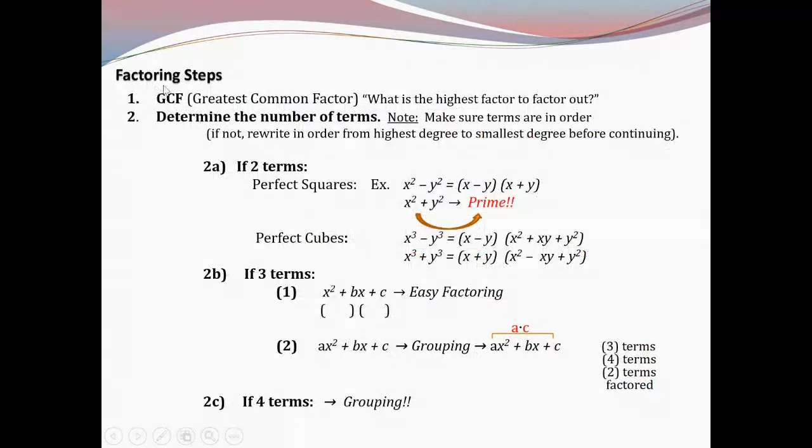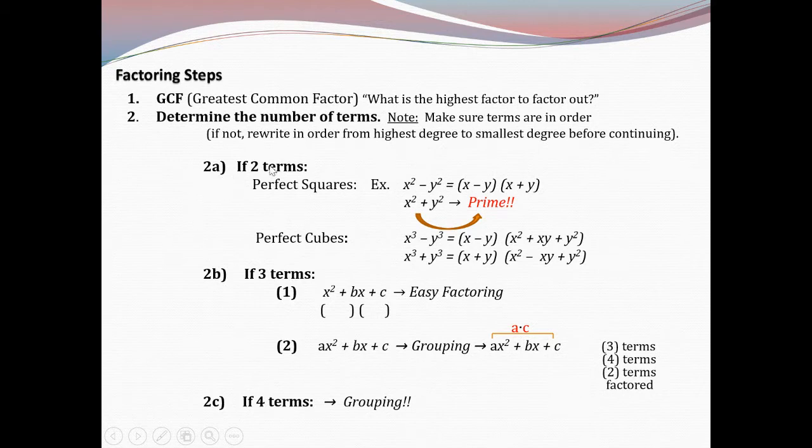Okay, now these are the factoring steps, which was the handout on the previous slide, the handout to the left. The first step is the GCF, greatest common factor. What is the highest factor to factor out? And then the second step is to determine the number of terms. Make sure the terms are in order. If not, rewrite in order from highest degree to smallest degree before continuing.